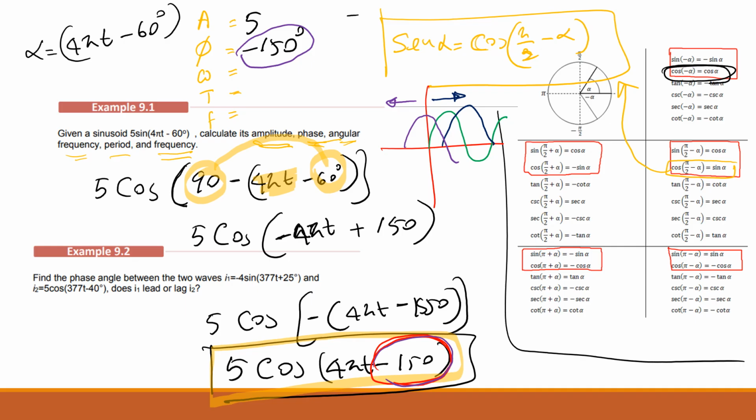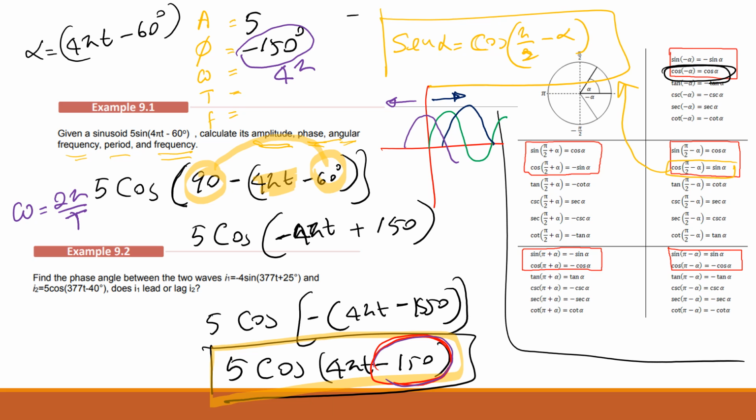And what is the omega? Omega is whatever you have in front of t. So what do you have in front of t? 4 pi. And t is what? How do we find the period? Omega is 2 pi over T. Omega is theta divided by the time. So theta of one cycle is 2 pi, 360 degrees, divided by the T.